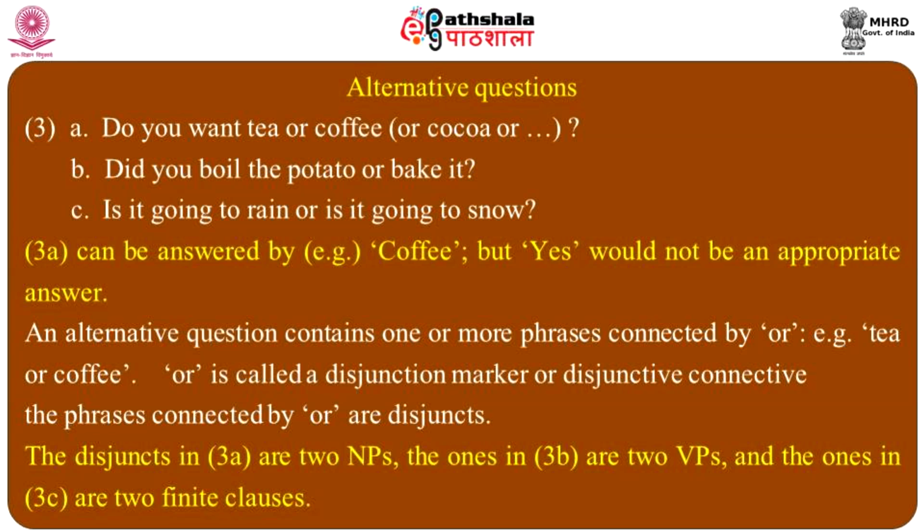An alternative question contains one or more phrases connected by or. For example, tea or coffee. We call or a disjunction marker or disjunctive connective, and we call the phrases connected by or disjuncts. The disjuncts in 3A that you saw are two noun phrases. The ones in 3B are two verb phrases. And the ones in 3C are two finite clauses.